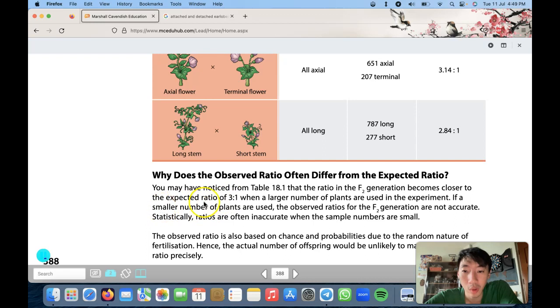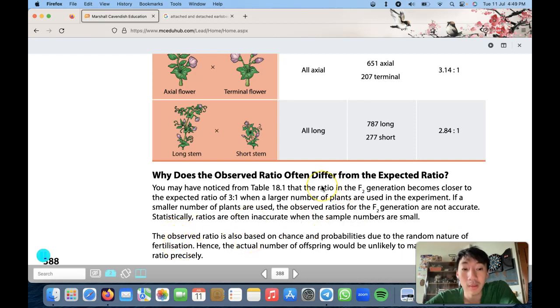But when only a small number of plants is being used, the observed ratio of this generation will not be so accurate. This is because of statistics. Statistics show that when the sample number is very small, the ratios will become inaccurate. This is because of chance and probability, and this is the random nature of fertilization.